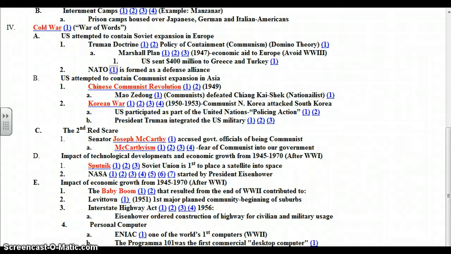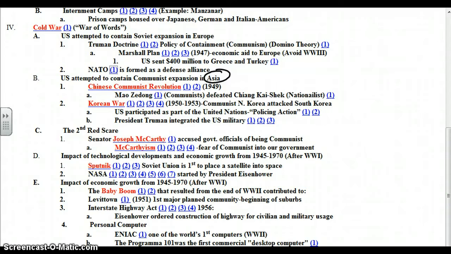Today we're talking about Unit 10, Section 4, the Cold War. Previously we discussed the Truman Doctrine and the policy of containment that was established to stop Soviet expansion in Eastern Europe. Today we're going to talk about the U.S. attempt to contain communism in Asia.